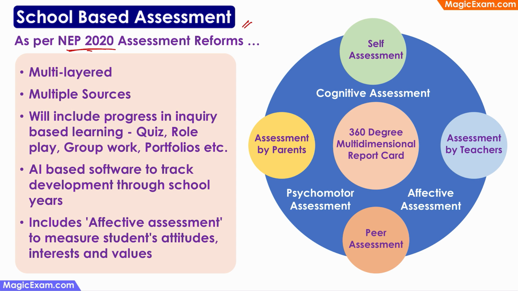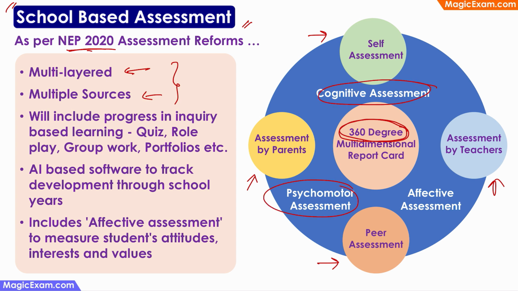So, what does the NEP 2020 say about school-based assessment? Well, NEP 2020 essentially talks about 360-degree assessment through this process. That is, the assessment needs to be multi-layered and drawn from multiple sources. You are using different types of assessment methods and getting information from various sources to achieve this 360-degree assessment. Assessment can be self-assessment, by teachers, by peers, and by parents as well. And we are talking about assessment of various parameters such as the cognitive abilities of the child, the psychomotor abilities of the child, and we are also looking at affective assessment.